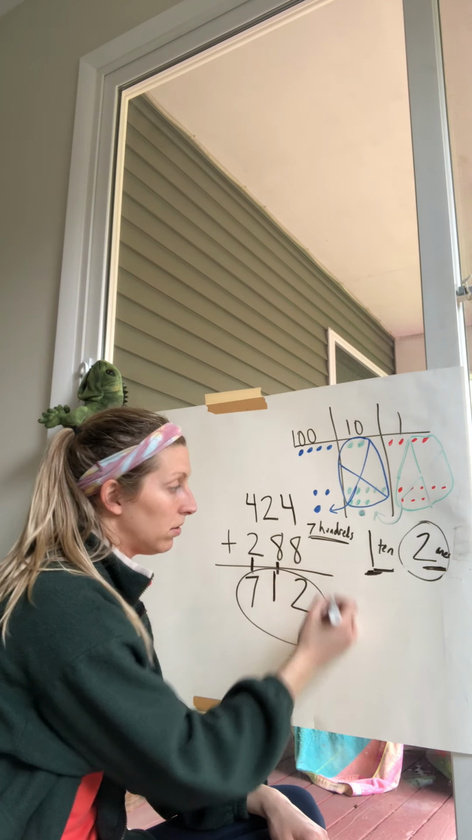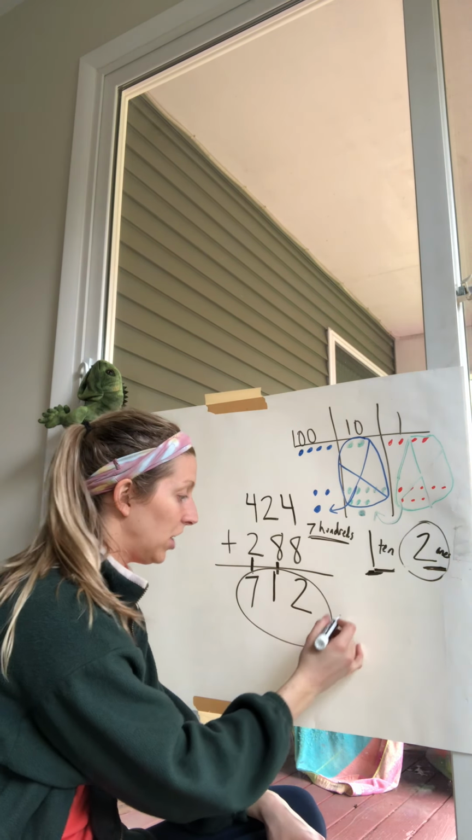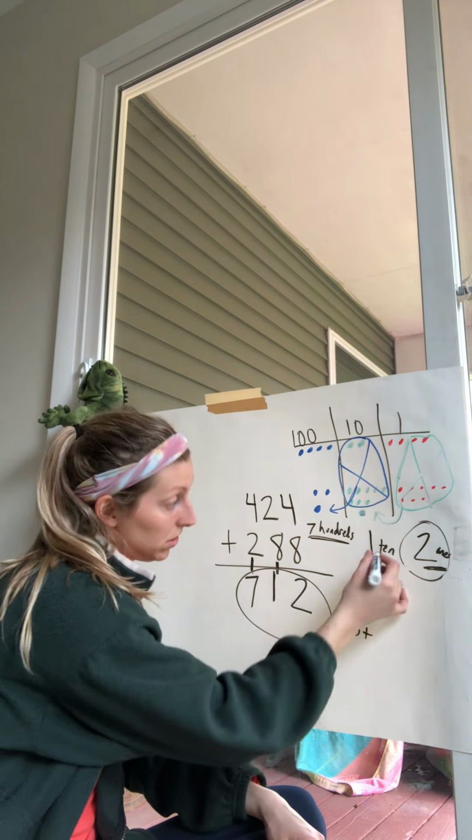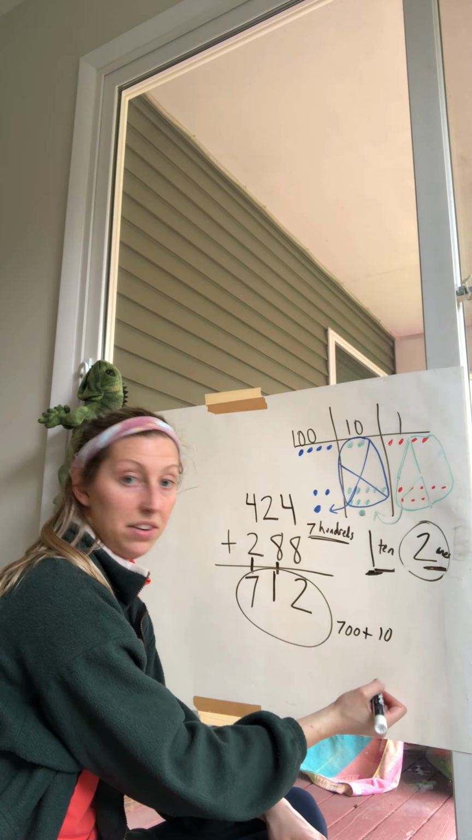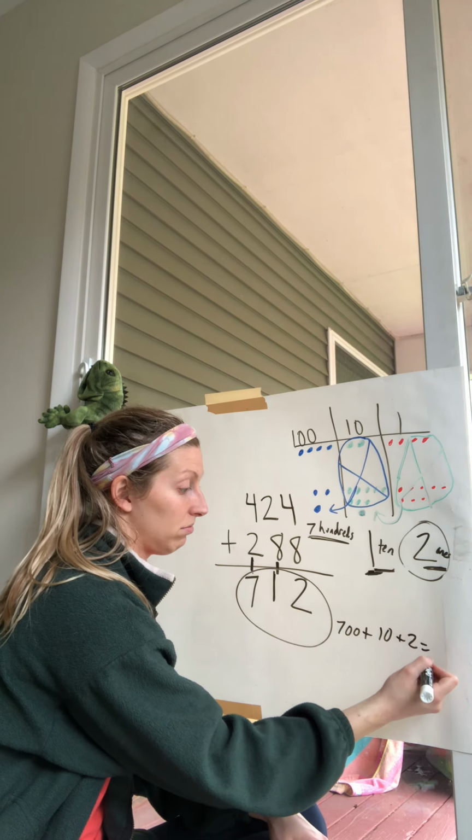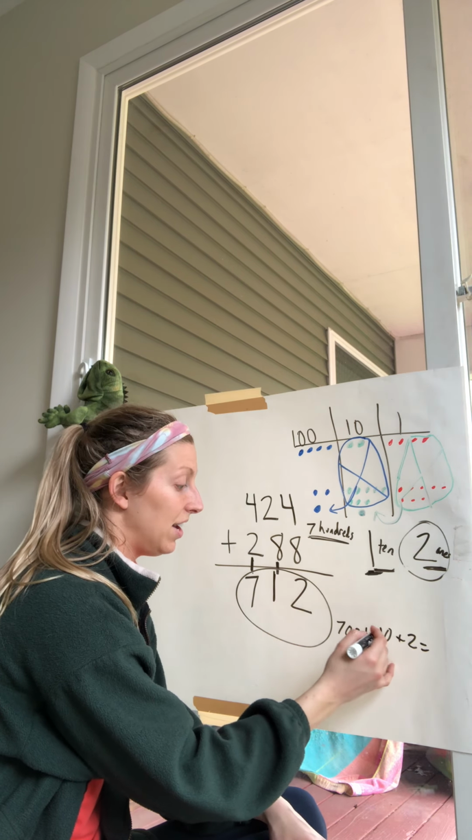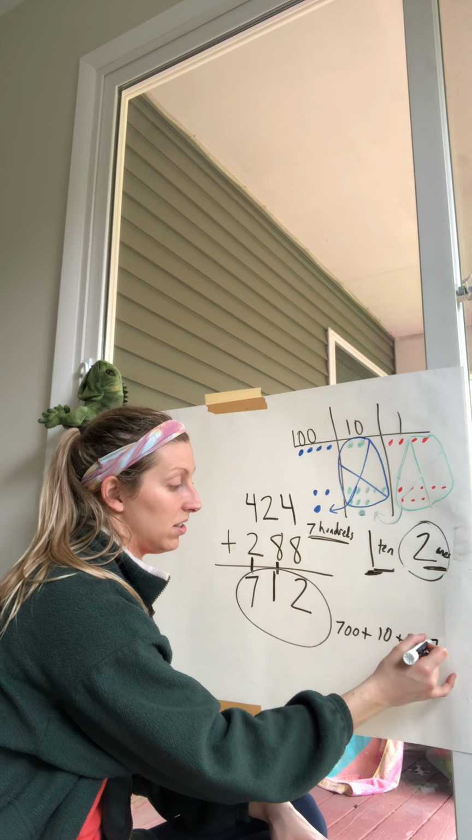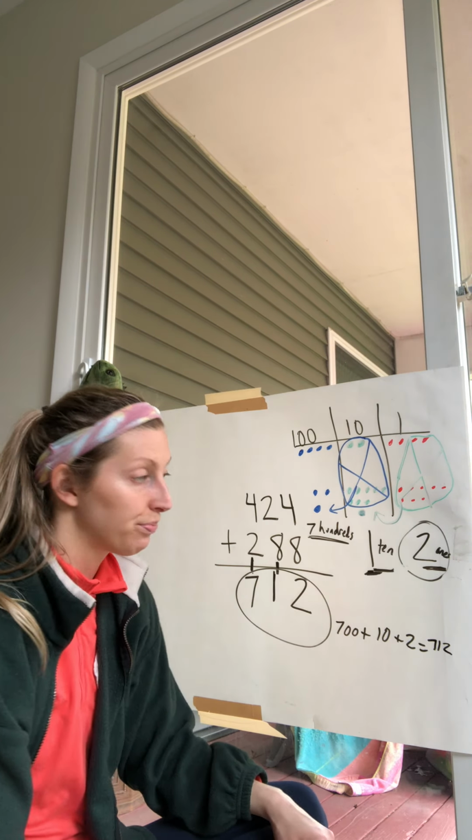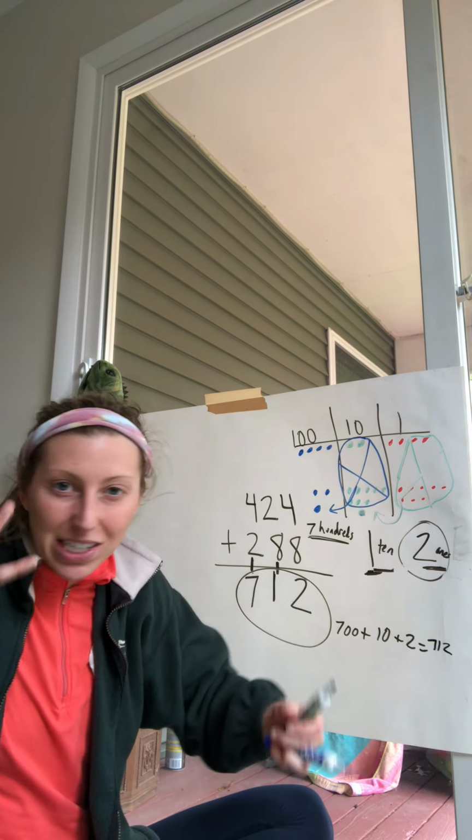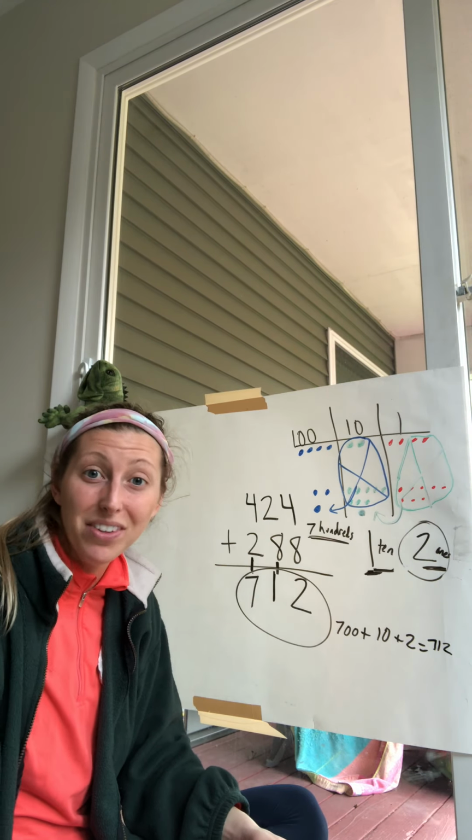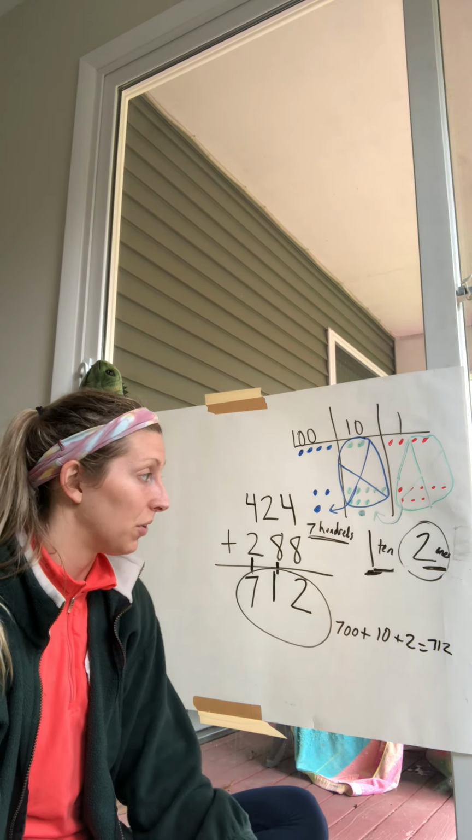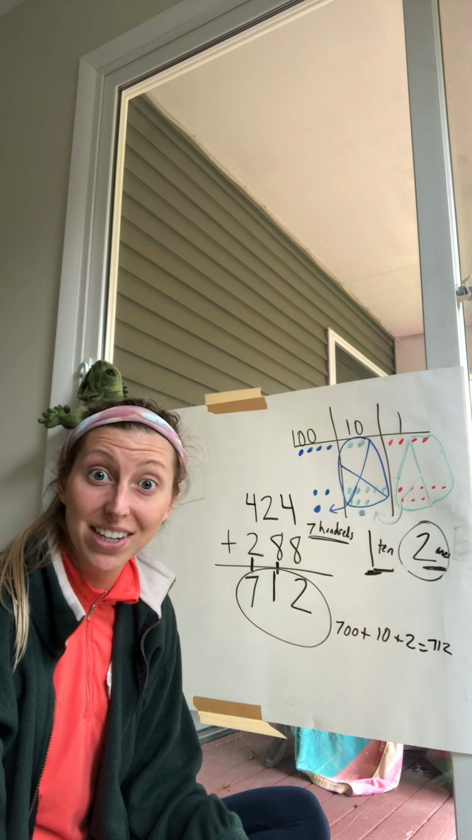Because if you think about it, just like we used to do, 7 hundreds is 700, plus 10, plus 2, which is 2. And we know that 10 plus 2 is 12. 700 plus 12 is 712. Okay, it's all starting to come together. All the stuff that we've done this year is for this, okay? You should have a very good understanding of this.